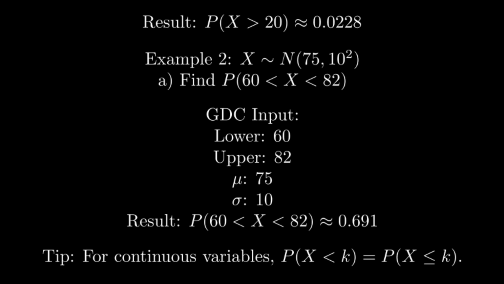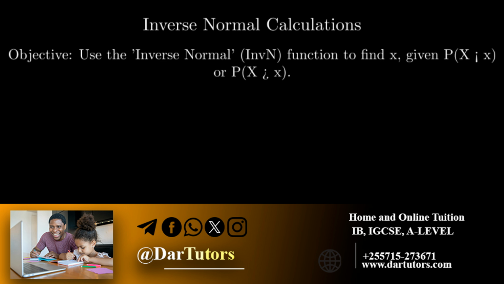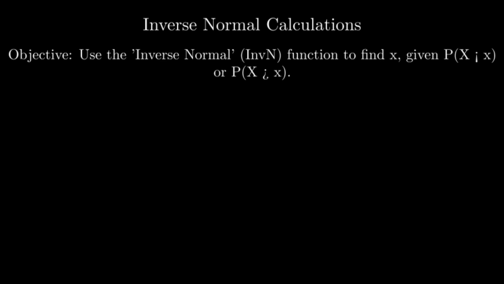So, we've now seen how to use the normal CD function to find the probability of a variable falling in a specific range. This is the first major type of normal distribution problem. We've just learned how to find a probability given a value. Now we're going to flip that around. What if we know the probability and we want to find the corresponding value? This is called an inverse normal calculation. Our objective here is to find a value x on the x-axis given the area under the curve to the left or right of it. In other words, we're given the probability and need to find the boundary. For this, we use a different function on our calculators called inverse normal, often abbreviated as INVN.